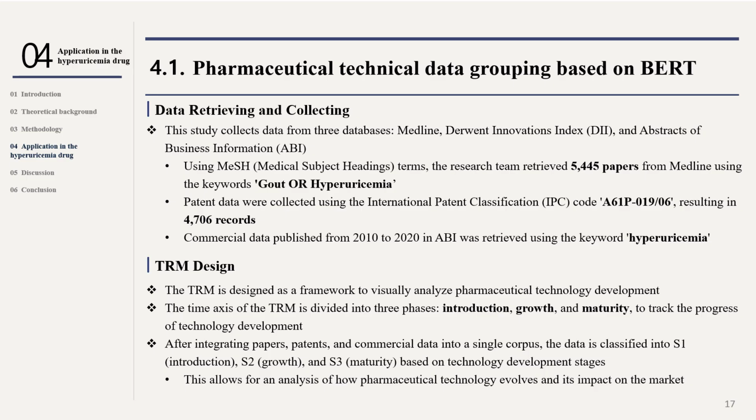Let's look at the TRM design. The TRM is designed as a framework to visually analyze pharmaceutical technology development. The time axis of the TRM is divided into three phases: introduction, growth, and maturity, to track the progress of technology development. After integrating papers, patents, and commercial data into a single corpus, the data is classified into S1, S2, and S3 based on technology development stages. This allows for an analysis of how pharmaceutical technology evolves and its impacts on the market.